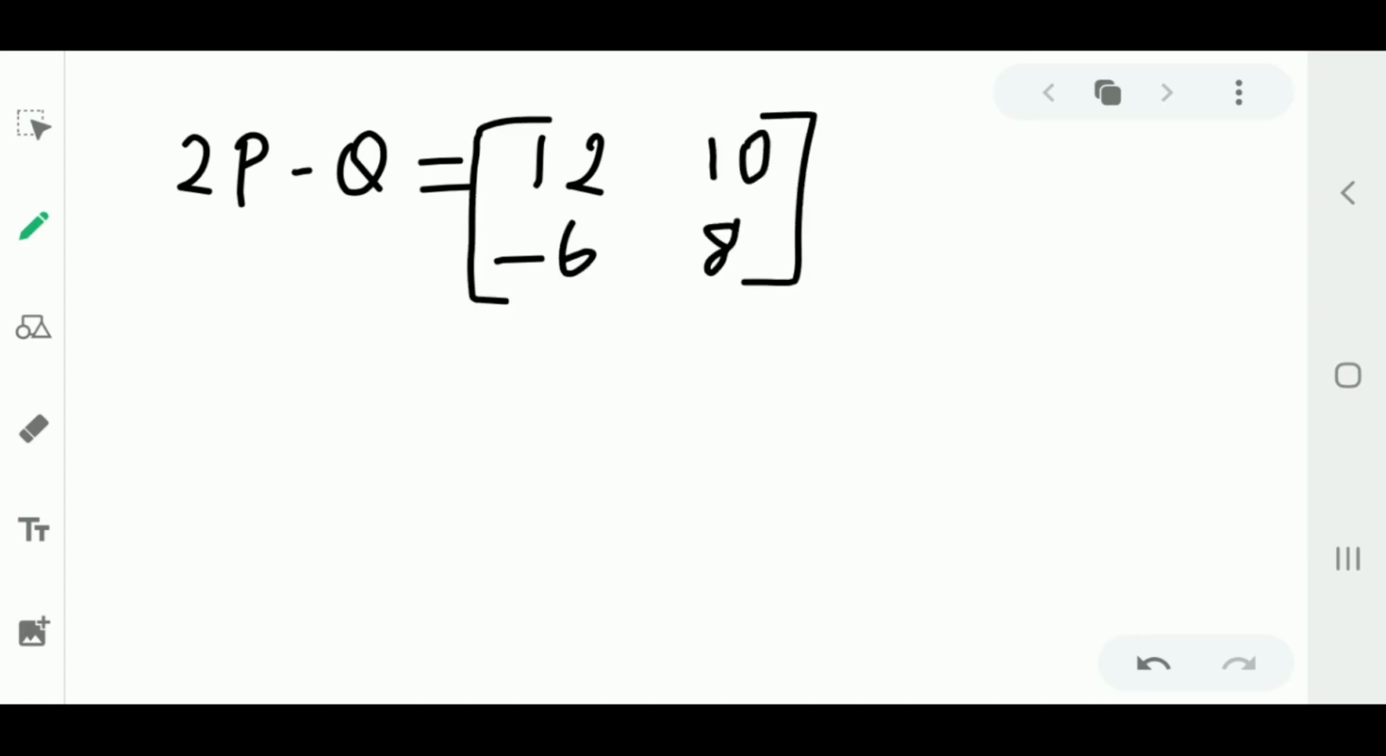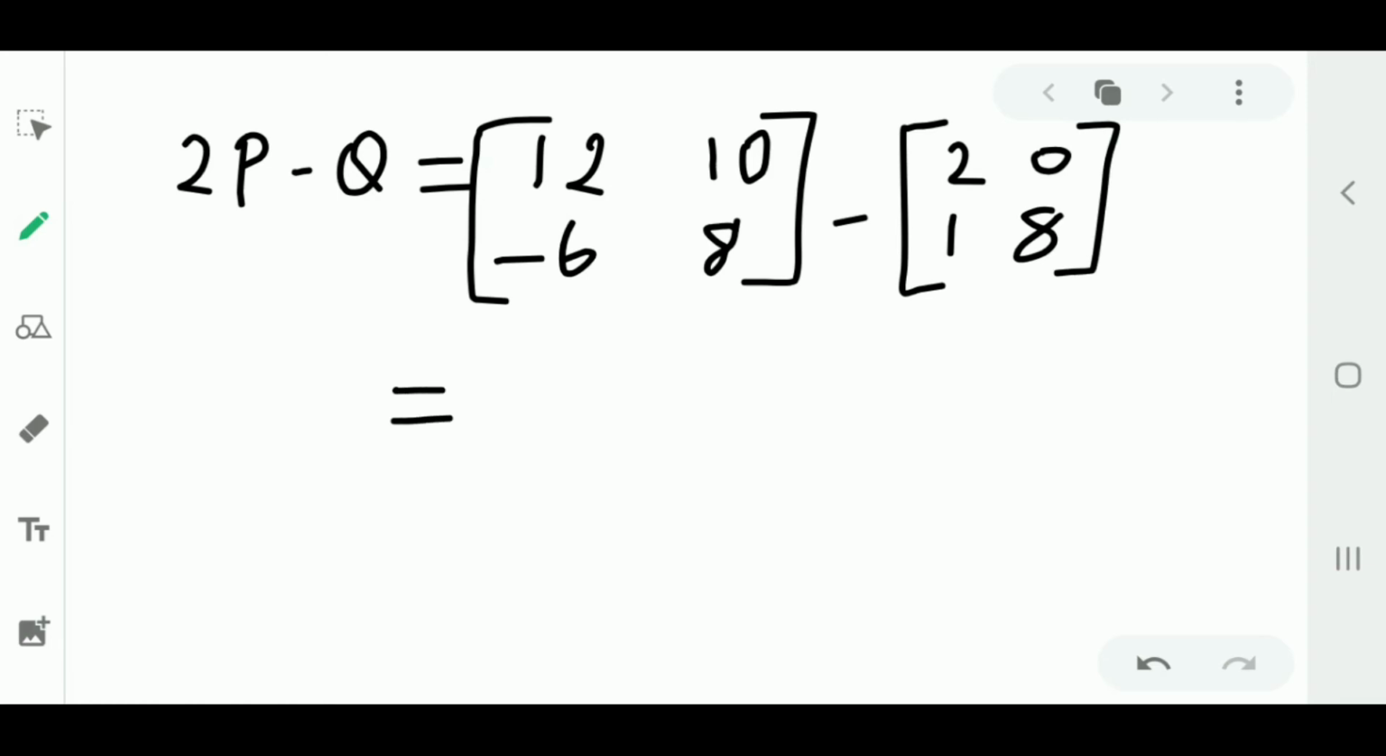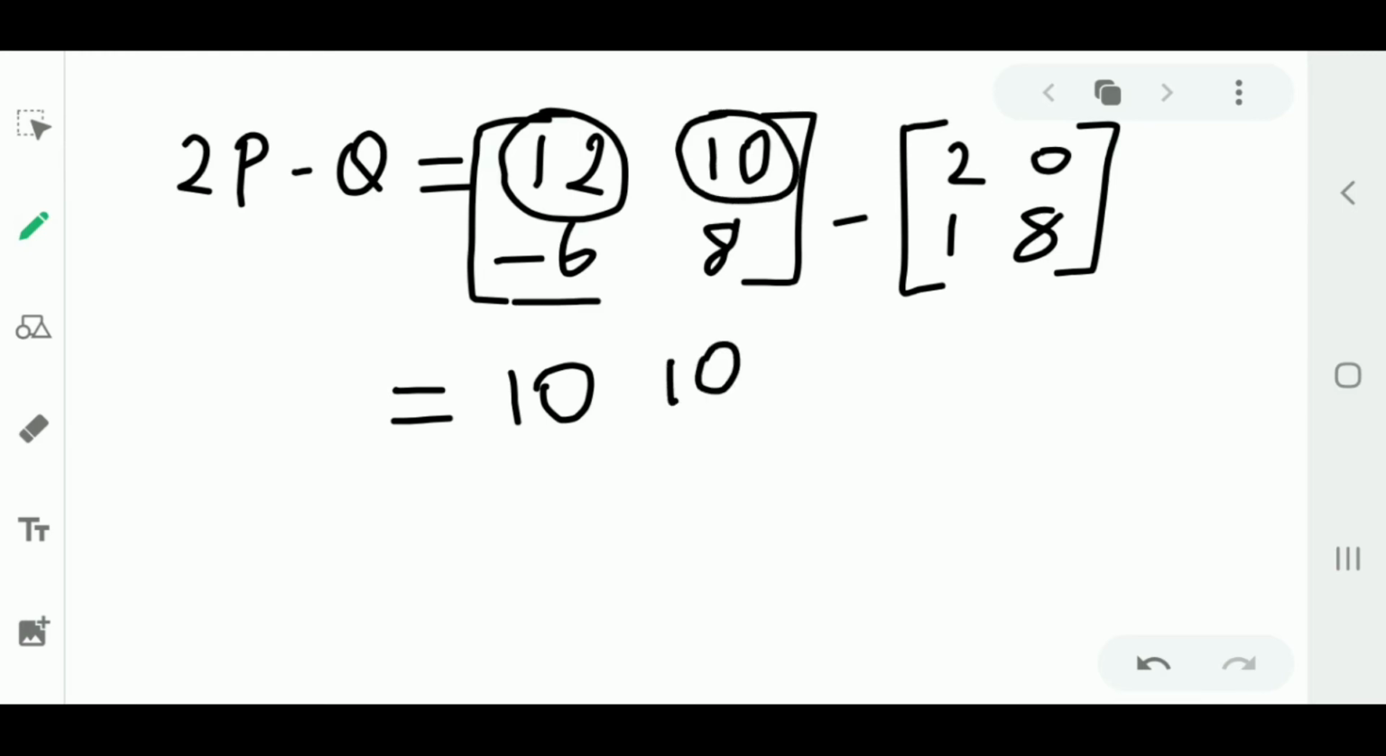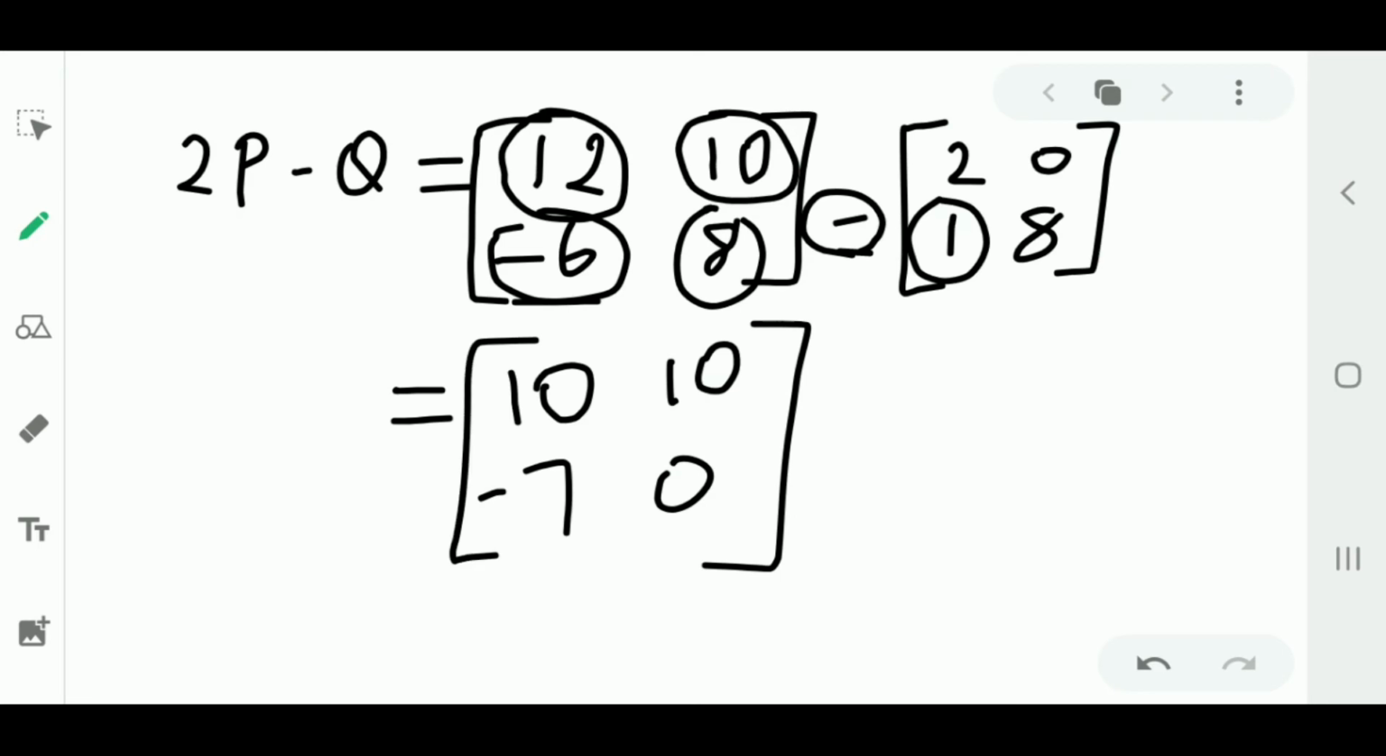is say 2P minus Q, that's what we're going to have. So what we do now is we say 12 minus 2 is 10. 10 minus 0 is 10 as well. Minus 6 minus 1 gives you minus 7. And 8 minus 8 gives you 0. So that's the final answer we have there.